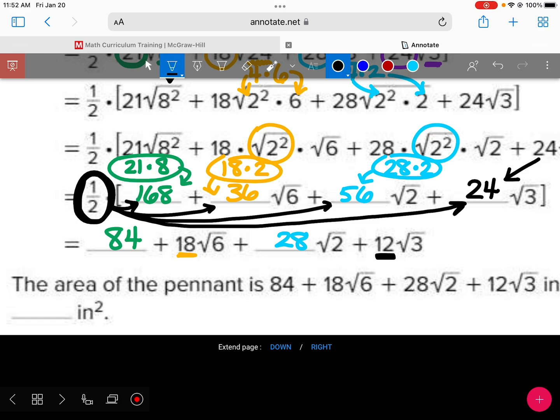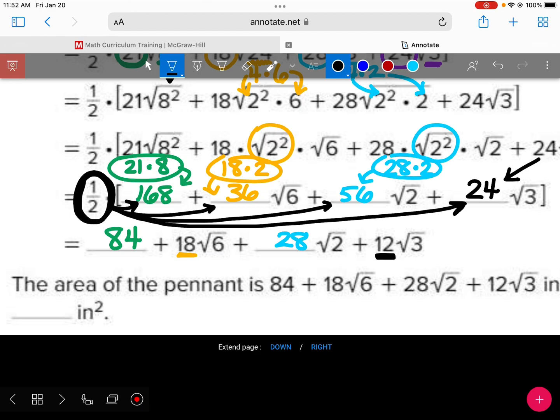It's right down here. How many terms do I have? How many things do I have that are separated by pluses and minuses? 4 terms. Look at each one of those terms. Does my first term have a radical in it? No. Does my second term have a radical in it? Yes. What is the radicand on my second term? 6. Do I have a radicand of 6 in any of the other terms?